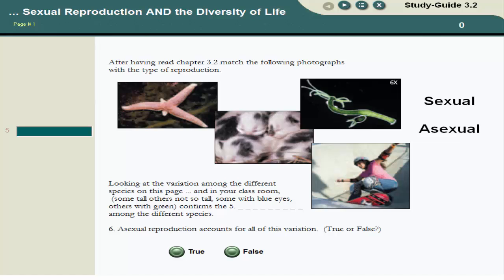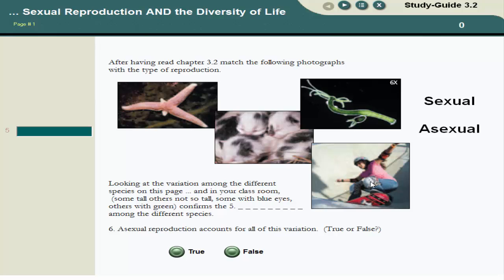And on to Study Guide 3.2. Hopefully you have a copy, and preferably you've already been through the animations, read section 3.2, and done the paper version. And that brain of yours is just going to be so happy. So, after having read chapter 3.2, match the following photographs with the type of reproduction.